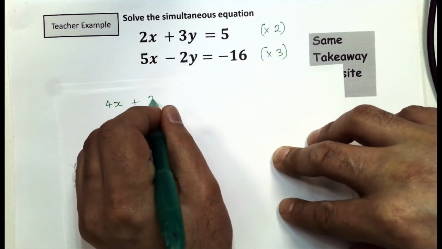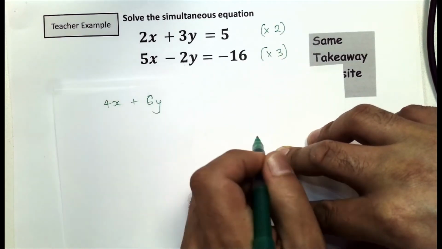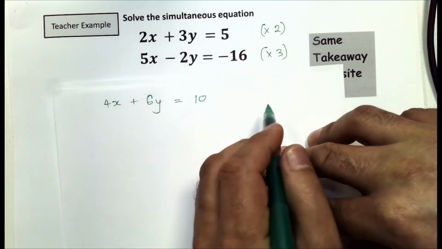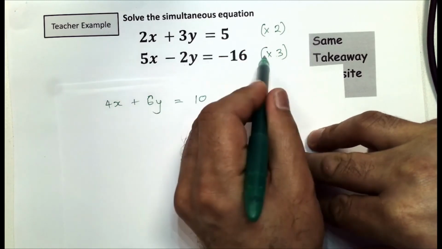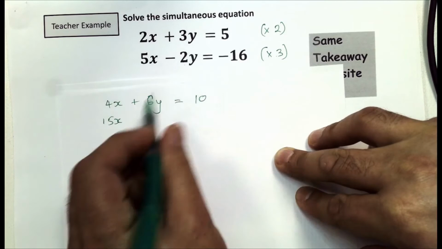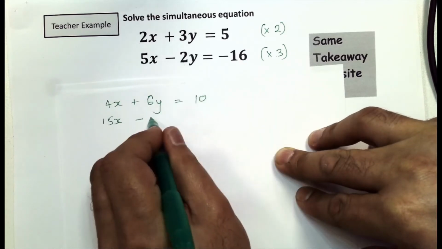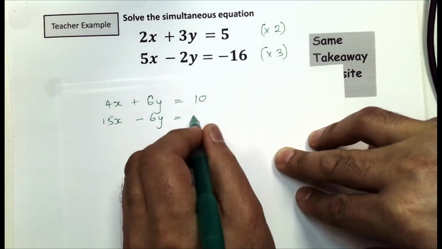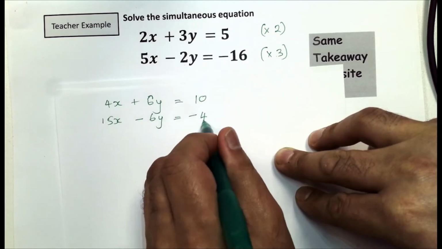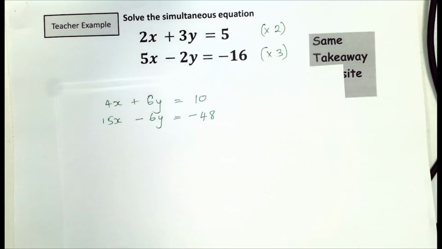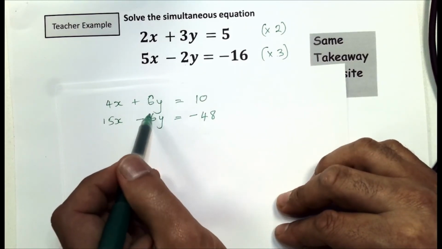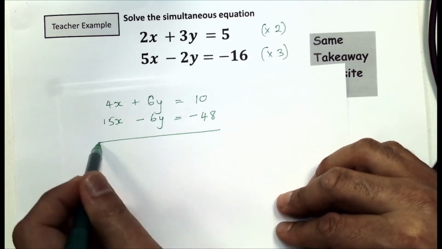plus 6y is equal to 10. And then for the second equation, multiplying by 3, I've now got 15x minus 6y is equal to 16 times 3 is 48, so therefore that's minus 48. So now we've got the two y coefficients as 6 to make them the same.